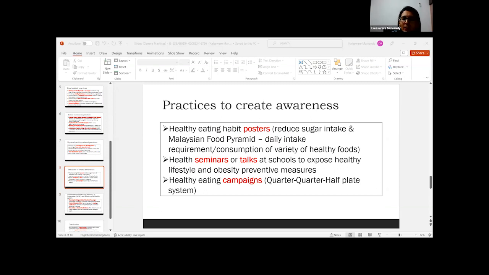And practices to create awareness. There are posters in schools about reducing sugar intake and adhering to the Malaysian food pyramid, telling students how much they need to take and that they need to consume a variety of healthy foods and so forth. And they also have health seminars and talks to expose students to a healthy lifestyle and obesity preventive measures, and healthy eating campaigns focusing more on the quarter-half plate system.